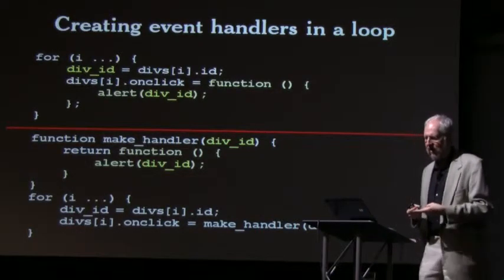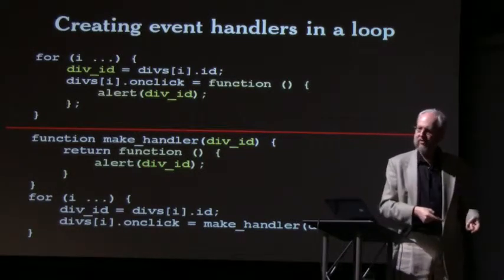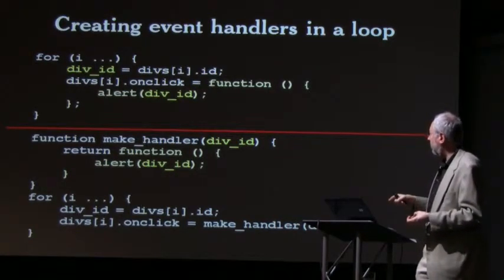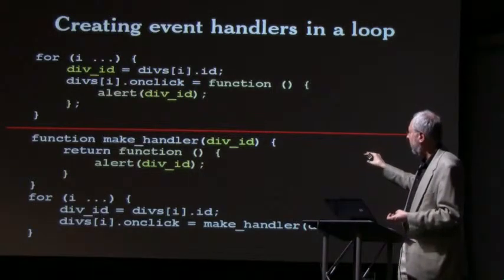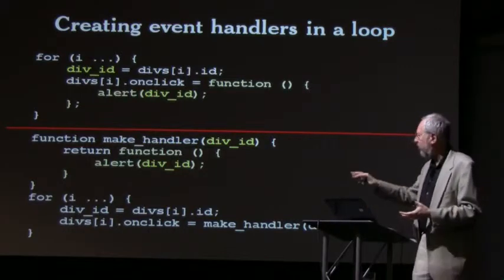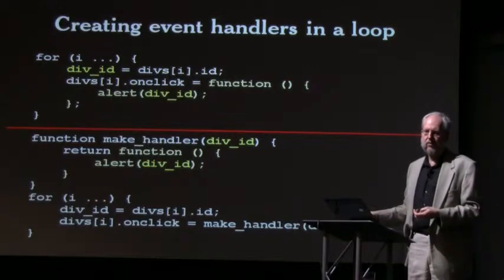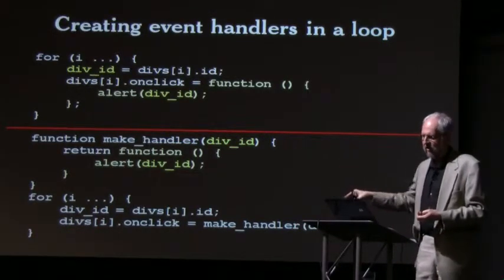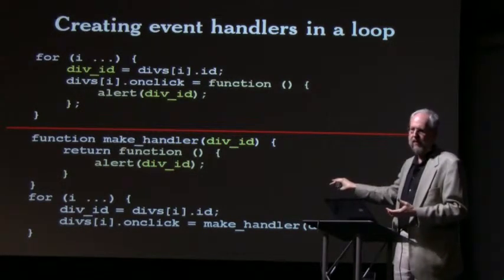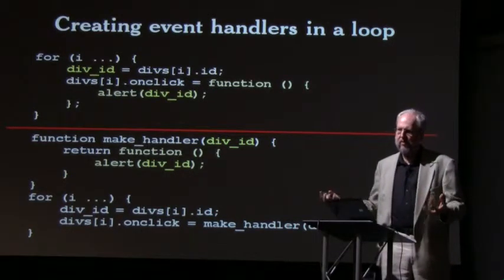So the way you get around that is by creating a separate function which you're going to use to assign the functions to the event handler. So here I have a function called makeHandler, which will take the div ID and returns the event handler function. Then within the loop, we call makeHandler and take its result and stuff it into onClick. By doing that, we avoided creating any functions inside of the loop. And that way we avoided the confusion that came from that problem with closure.